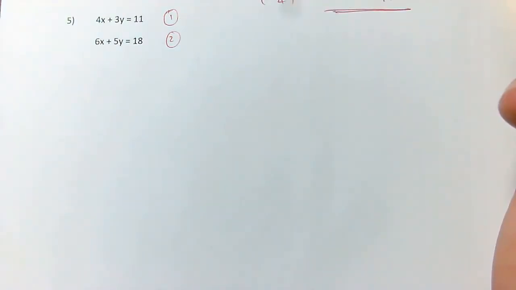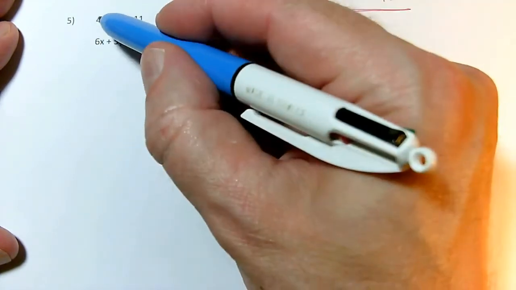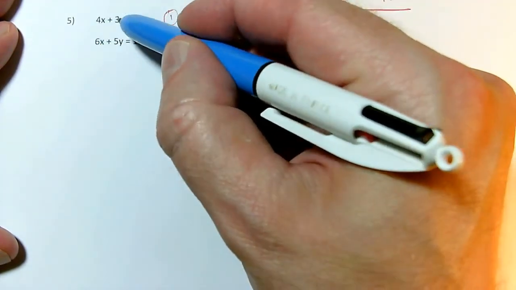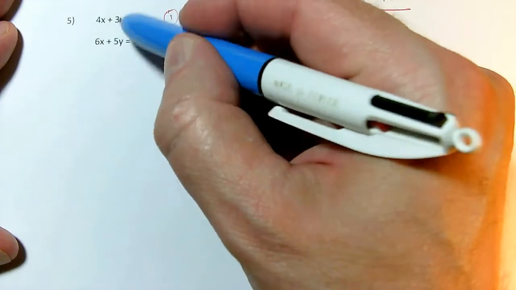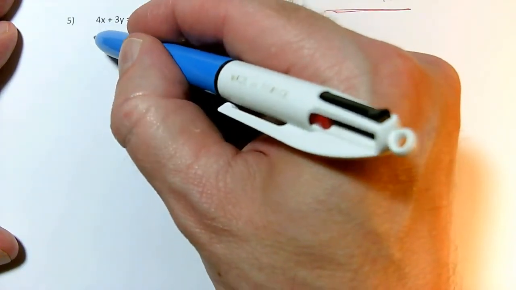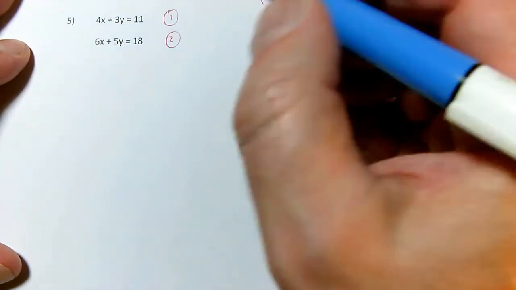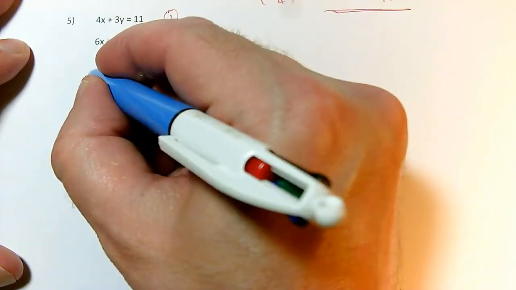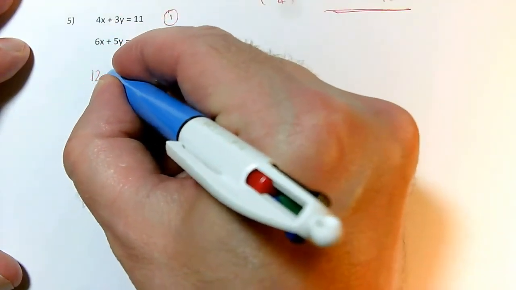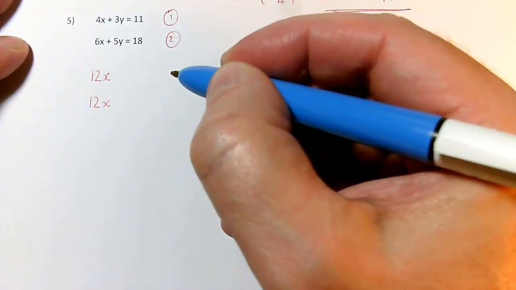There are a couple of ways of doing this, okay? I'm going to aim to make the numbers of x match, but you can equally well make the numbers of y match. You can have 15y in both equations. I'm going to make the number of x's match, and with a 4 and a 6, the smallest number that they both go into is 12. So I'm going to get equation 1 to tell me something with a 12x in it, and I'm going to make equation 2 tell me something with a 12x in it.